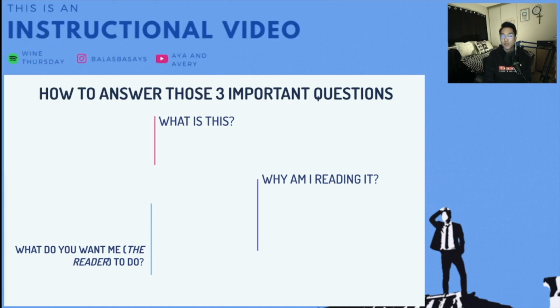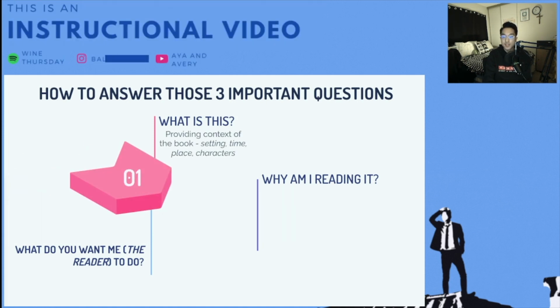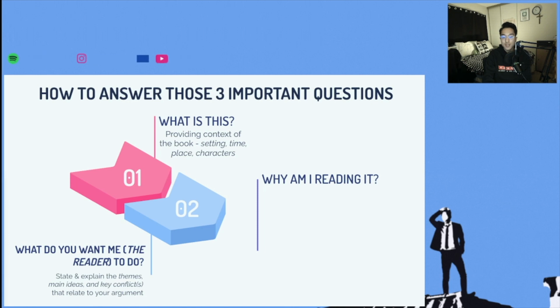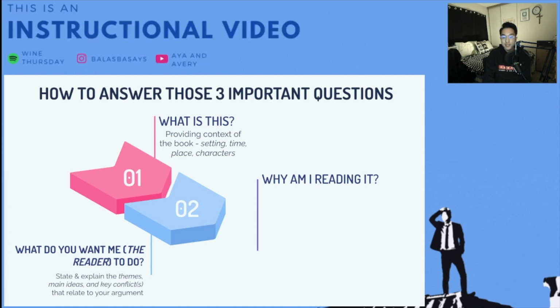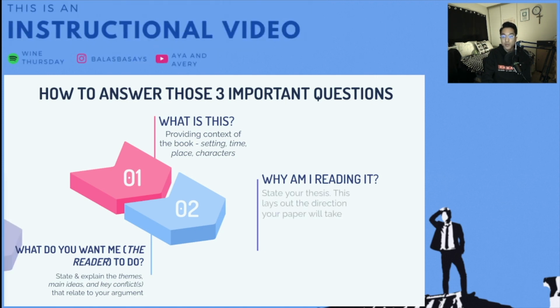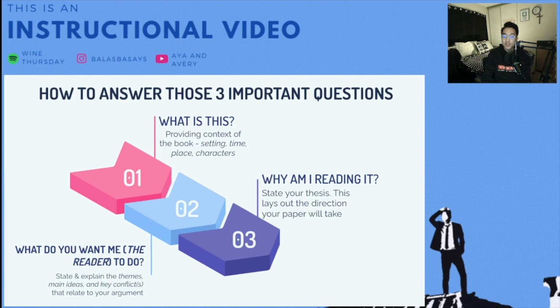Your introduction should provide context of the book. This could be setting, time, place, characters, and you want your reader to understand what this essay is about. So state and explain the themes, main ideas, and key conflicts that relate to your argument. And then lastly, there's the big why. What is the main idea or argument of this paper? This is where you state your thesis. This lays out the direction that your paper is going to take.